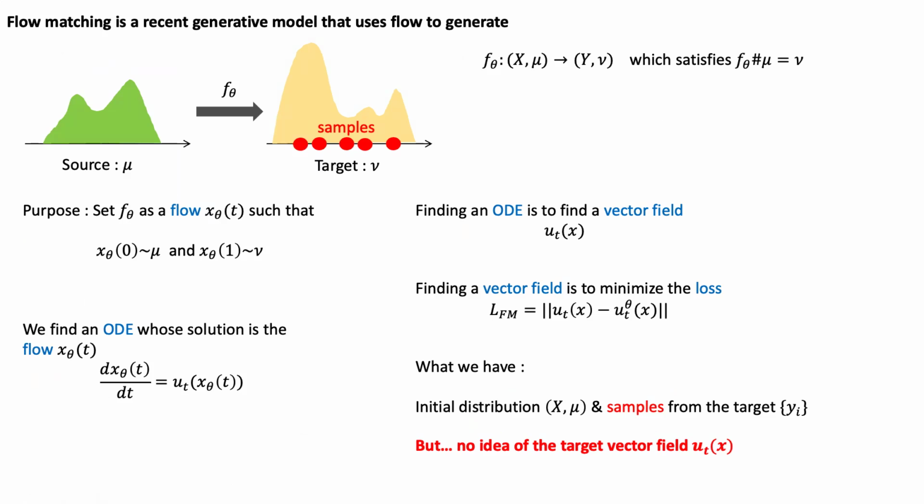So why did I say this? Let's go back to our problem. What we only have are samples from the target distribution. So we have no idea of the true or desired vector field, which is time dependent. You may feel that we actually need two trajectories, but we don't have that.